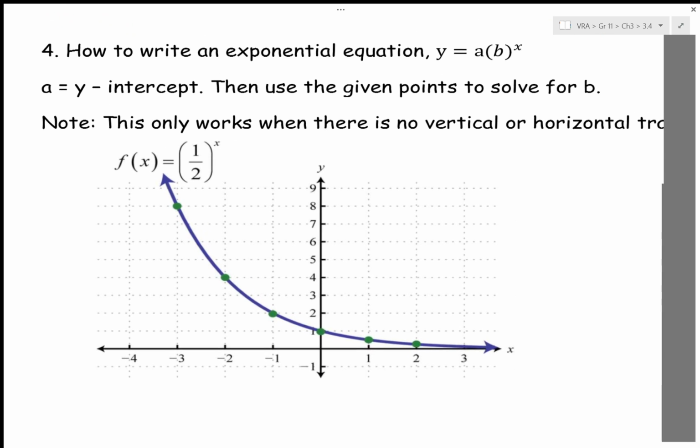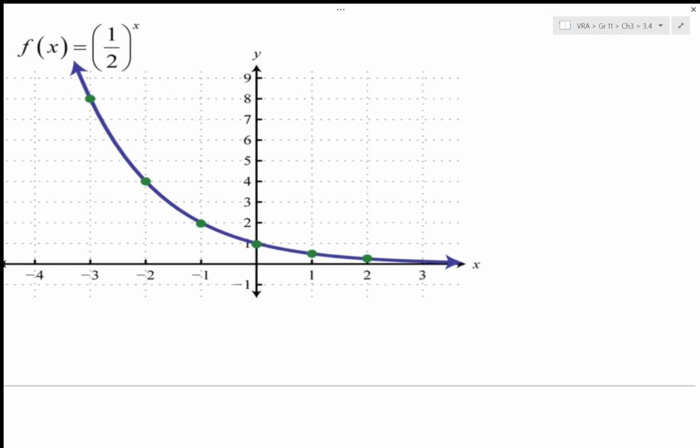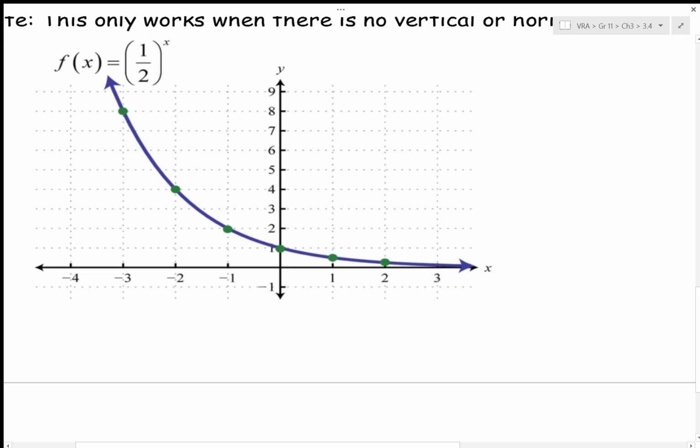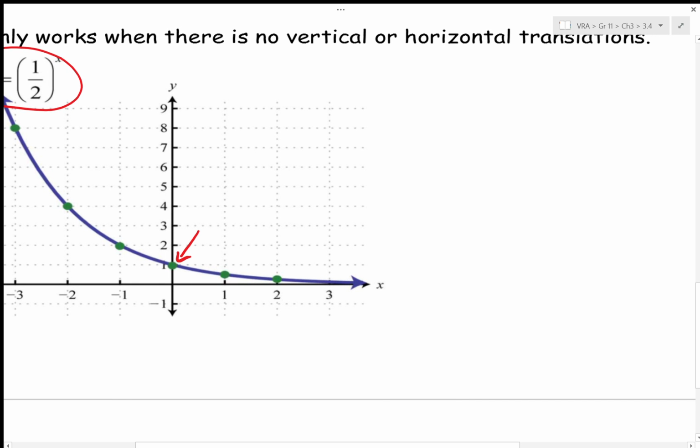Now, then how to write an exponential equation by looking at the graph without any horizontal or vertical translations, okay? Meaning you just need to find the a value. That's all I'm asking. Just the a value and the b value. So let's assume that we just have the graph. So all you have to do is this. Take a look at the y-intercept. The y-intercept tells you the a value, right? So y equals a, b to the power of x. So set it up like this. If it was sitting at 4, then obviously a is 4.